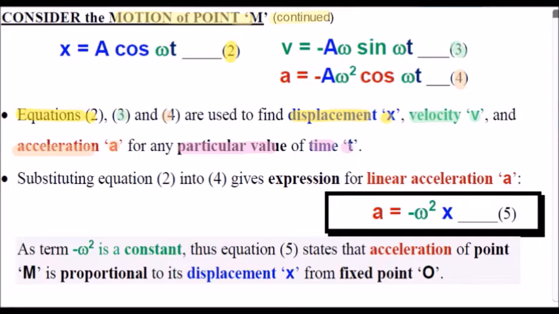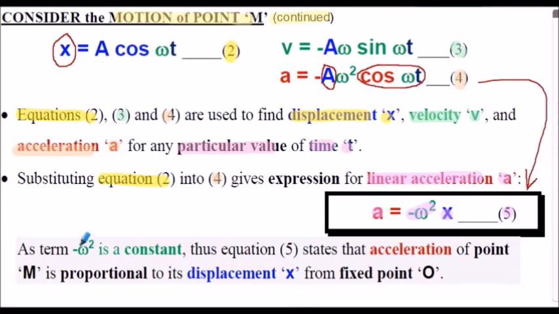From above, if we substitute equation 2 into equation 4, it produces the following expression for linear acceleration a, and that is a is equal to negative omega squared multiplied by x. Call that equation 5 for reference. In other words, x replaces the a cos omega t terms.